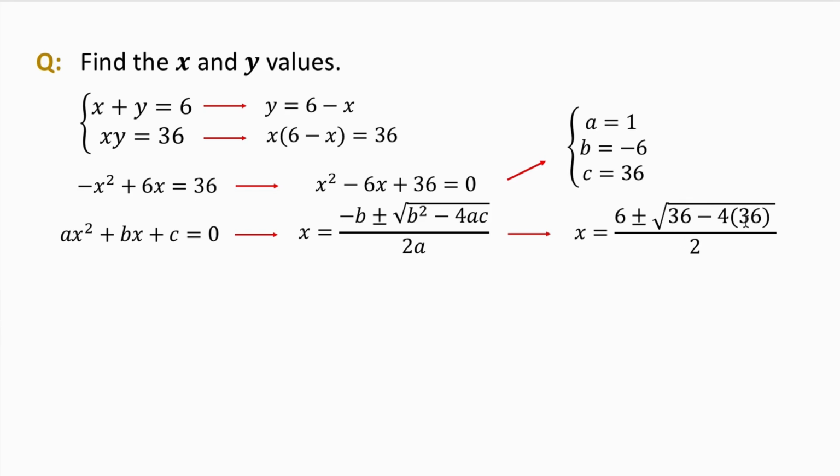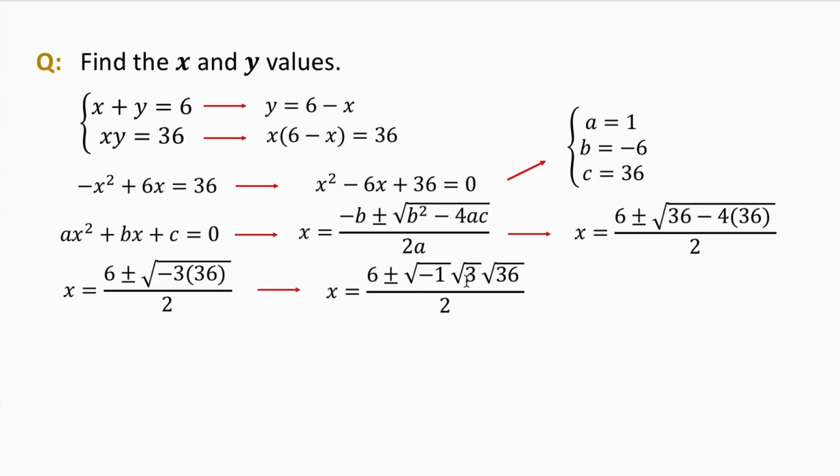Inside the square root, we have 36 minus 4 times 36, which becomes minus 3 times 36. So the square root can be simplified as the square root of minus 1 times the square root of 3 times the square root of 36. The square root of 36 is 6, and the square root of minus 1 is the imaginary unit denoted by the symbol i. So x becomes 6 plus and minus i, the imaginary unit, times 6 times the square root of 3, divided by 2.